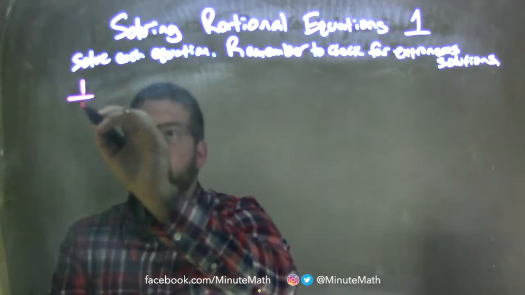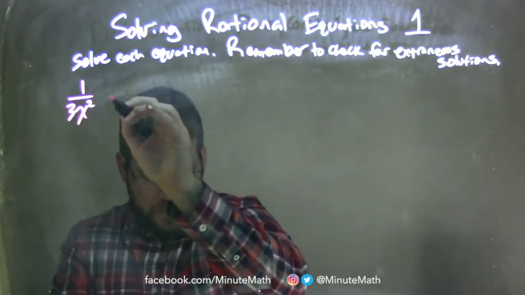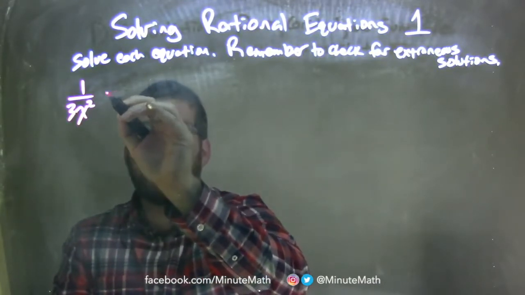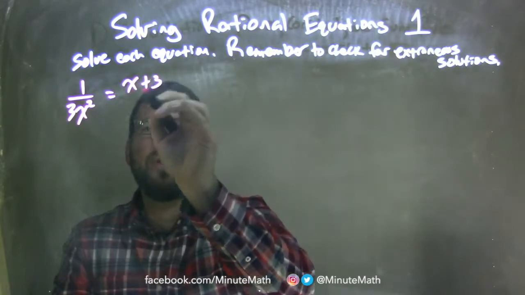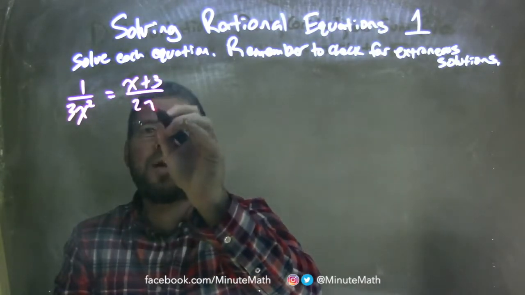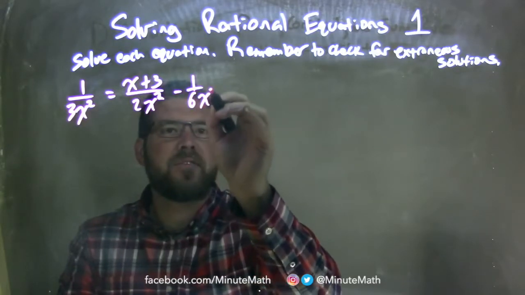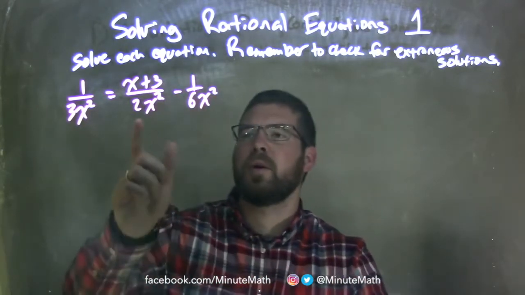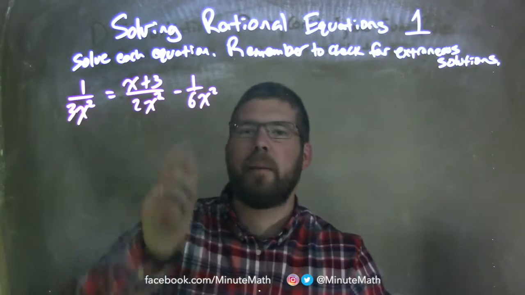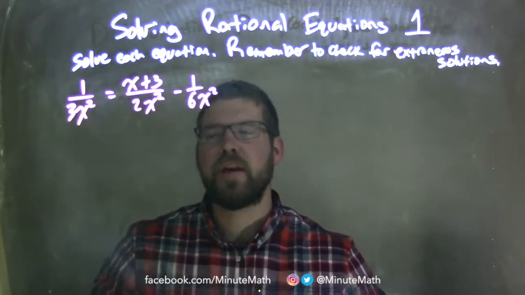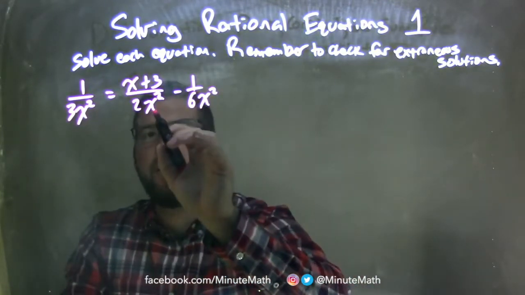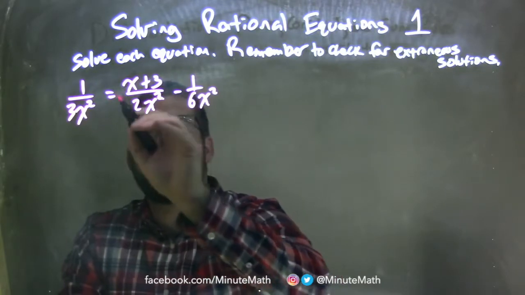1 over 3x squared equals x plus 3 over 2x squared minus 1 over 6x squared. But what I want to do here is have these two fractions have the same base. And for them to have the same base, I need to multiply this one here by a number.